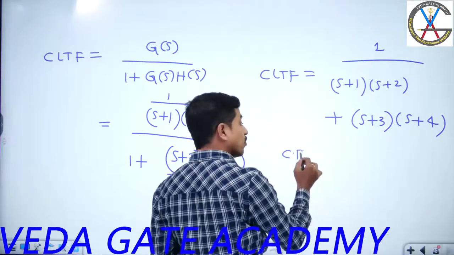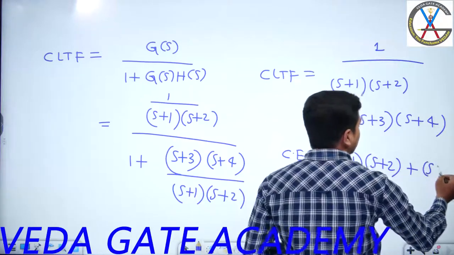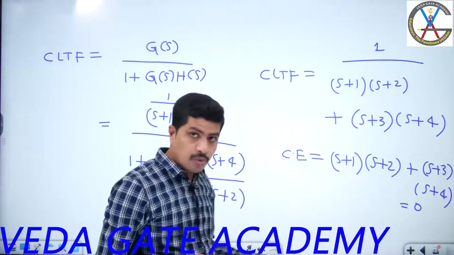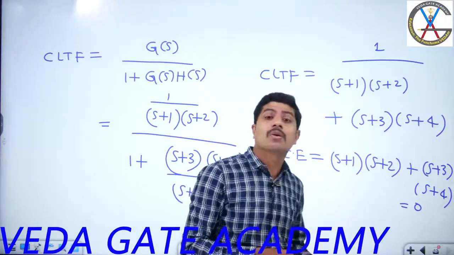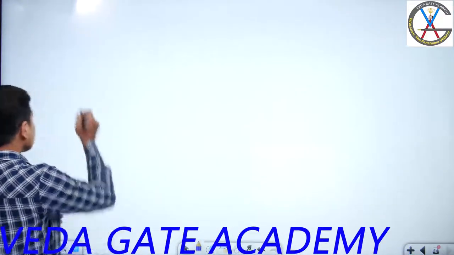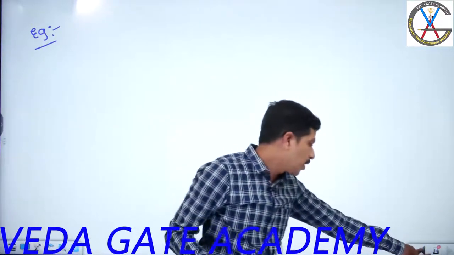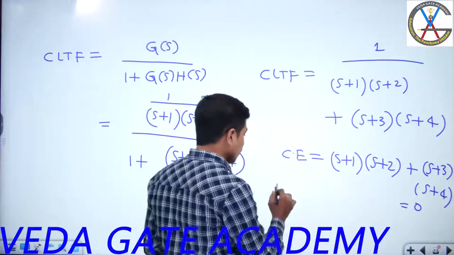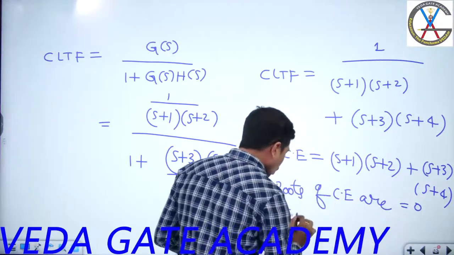What is the characteristic equation? s plus 1 into s plus 2 plus s plus 3 into s plus 4 equal to 0. If you solve this equation, you are going to get the values of s, and if you plot those in the S-plane, those are called closed loop poles. One very important thing I want to write here: we found the closed loop transfer function and open loop transfer function of the closed loop system. Roots of the characteristic equation are closed loop poles.